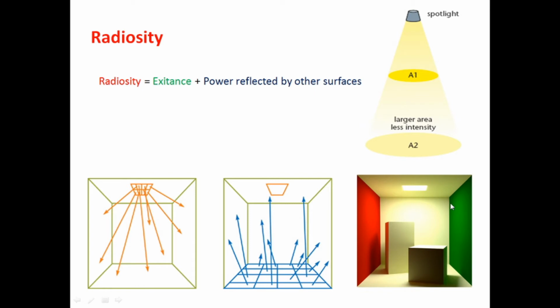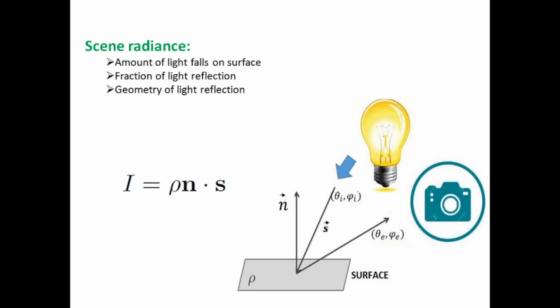So this entire thing is now reflecting. Radiosity is nothing but excitance plus power reflected by the other surface. So I am getting some kind of radiosity exposed in the image or in the scene. So this is the concept of radiosity.